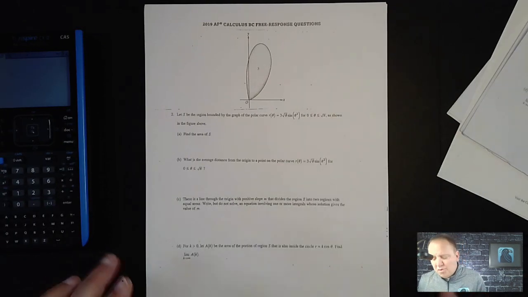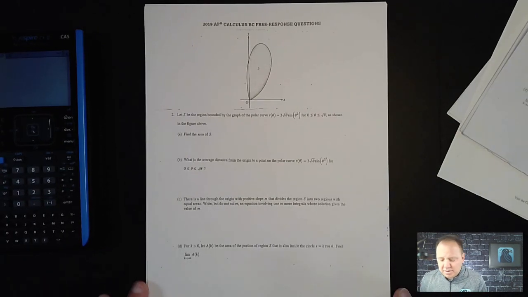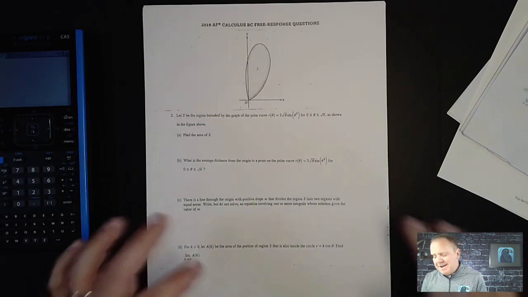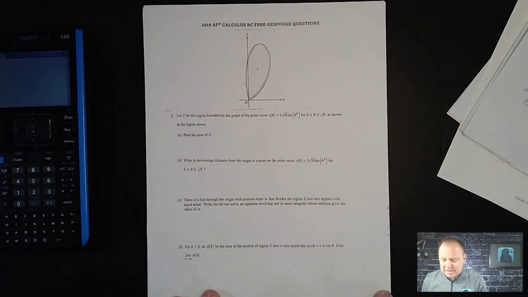So the year before COVID, 2019, there was a polar FRQ on number 2 with calculator. So let's break this thing down. There are some interesting parts at the end of this, and then we'll talk a little bit quickly at the end and why I think you should review these polars.